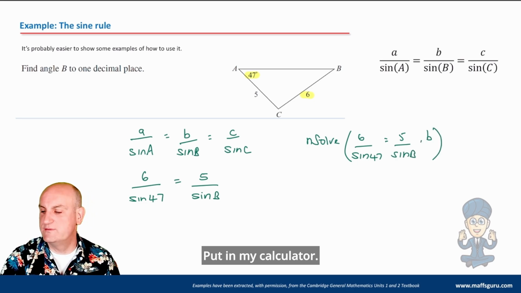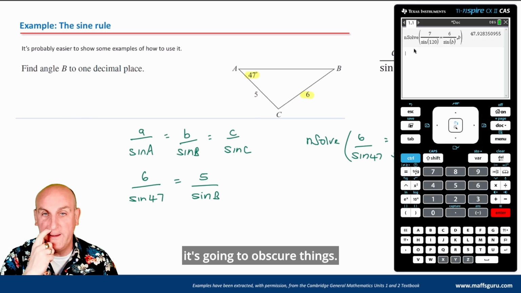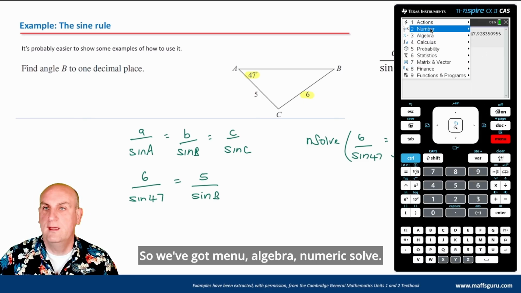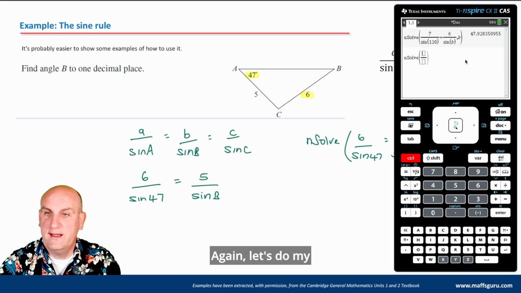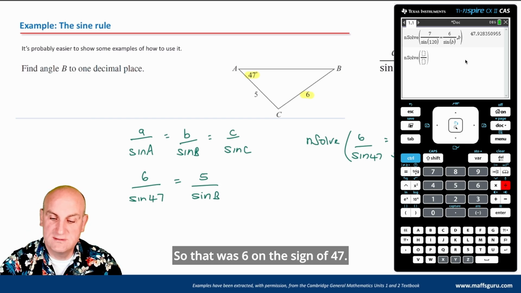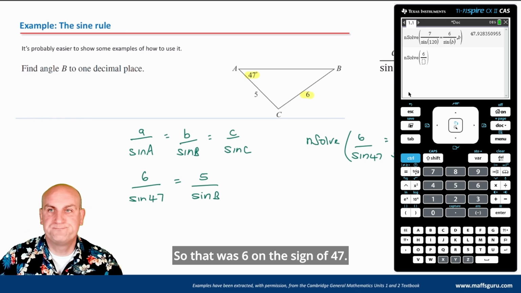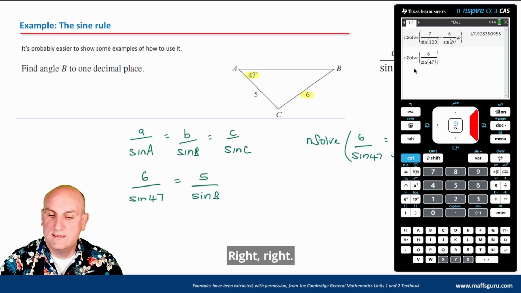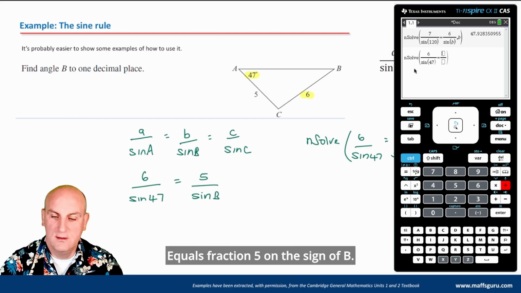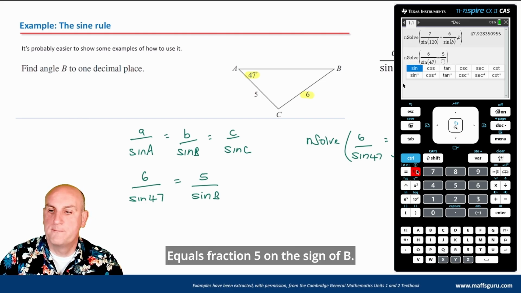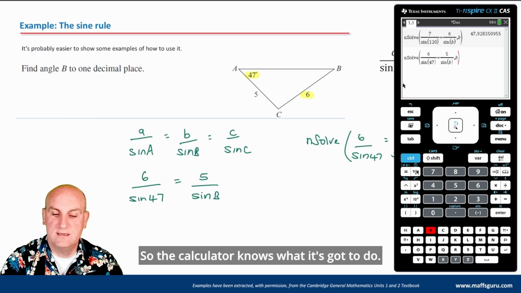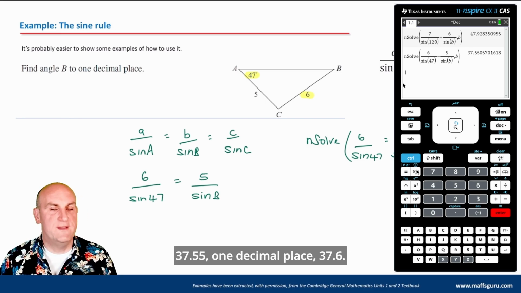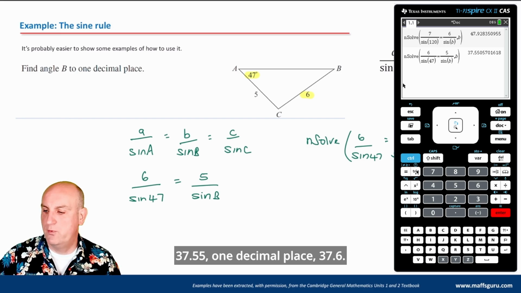Put it in my calculator. Now, obviously, when I bring my calculator up, it's going to obscure things. So we've got menu, algebra, numeric solve. Again, let's do my fraction thing. So that was 6 on the sine of 47, equals fraction 5 on the sine of B. And then comma B, so the calculator knows what it's got to do. 37.55, one decimal place, 37.6.